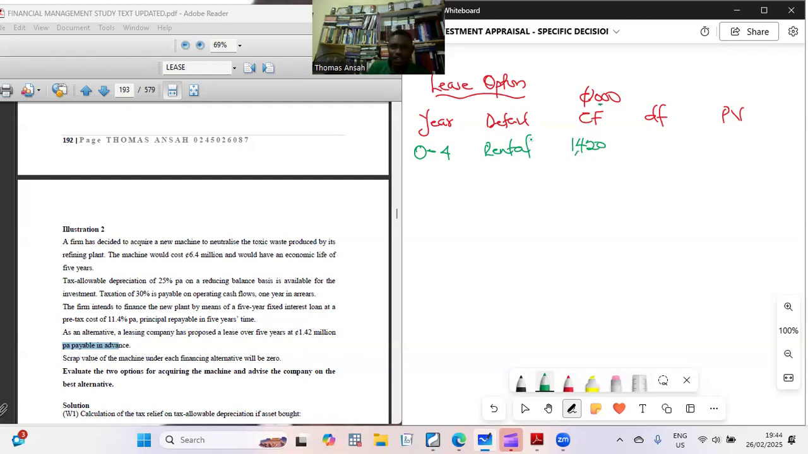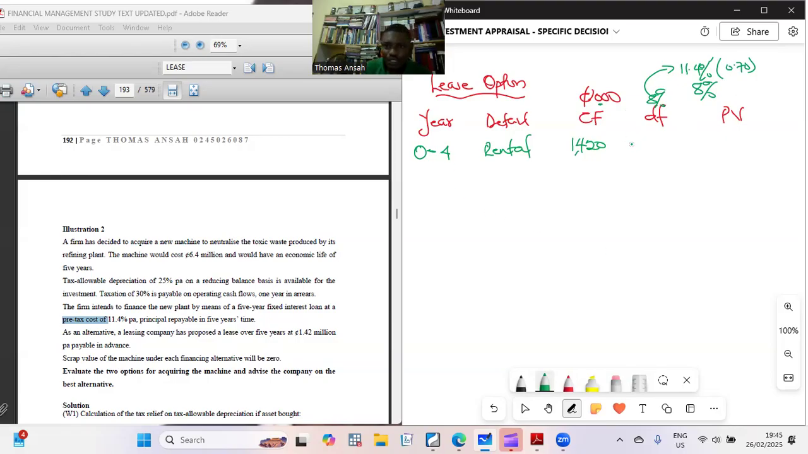Now the discount factor. For that one, we are told the rate is pre-tax, and I just told you that whenever you have a cost of borrowing, you have to adjust it. So 11.4 into bracket 1 minus t. The tax rate is 30%, so 1 minus t gives us 70%. So what is our discount factor? 0.7 multiplied by 11.4 is 7.98, so I will take it to be 8%.